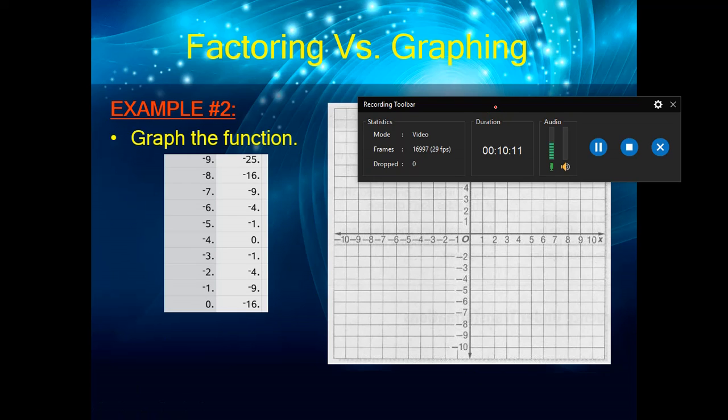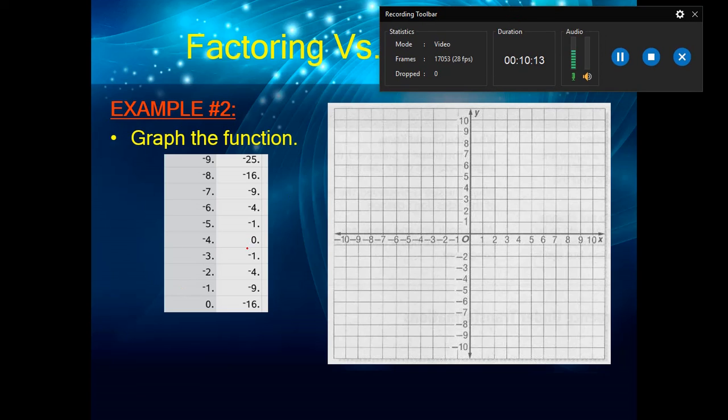So we're going to graph this function ourselves. I did copy my table from my iPad. (-4, 0), this is my turning point. So I'm going to plot (-4, 0). And I'm going to plot 3 points above it. So (-5, -1), (-6, -4), and (-7, -9).